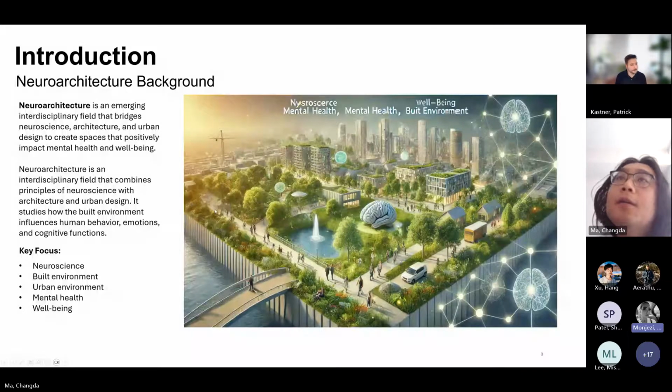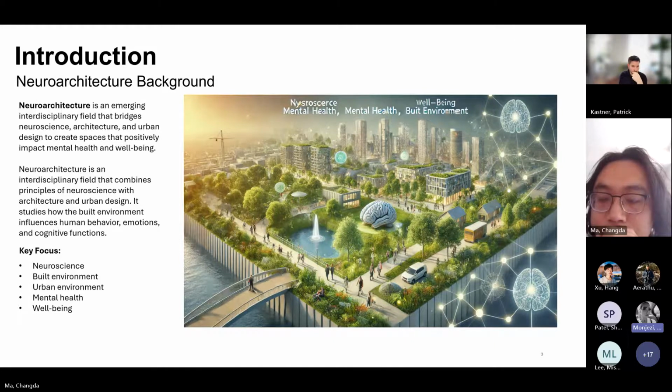So for the introduction, neuroarchitecture is an emerging interdisciplinary field that bridges neuroscience, architecture, and urban design to create spaces that positively impact mental health and well-being. It also looks at the relationship between the built environment, urban environment, and neuroscience, which has gained significant attention due to its profound implications for improving quality of life. By leveraging insight into how the brain perceives and responds to space, neuroarchitecture aims to design environments that promote emotional balance and reduce stress.